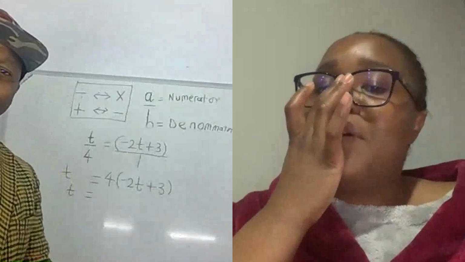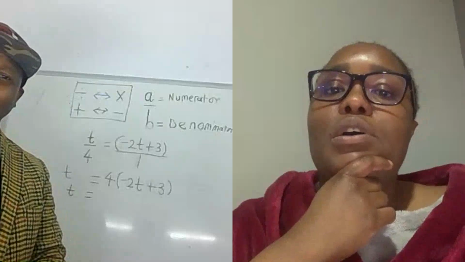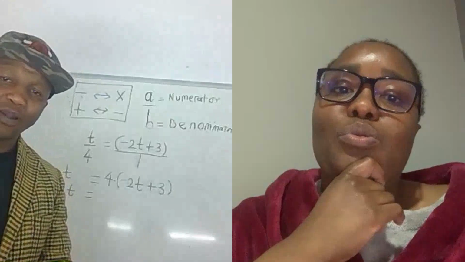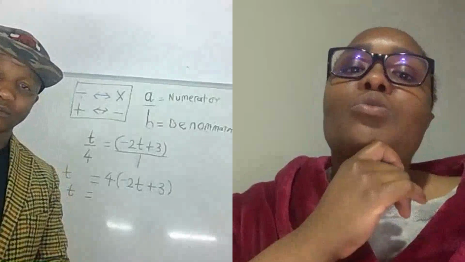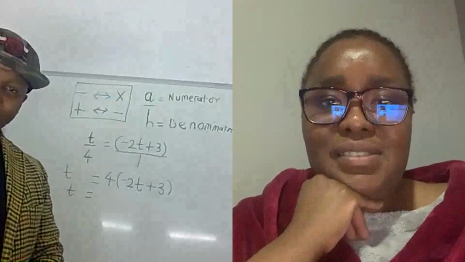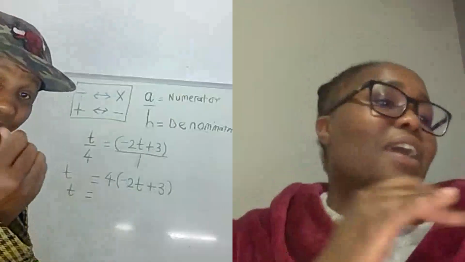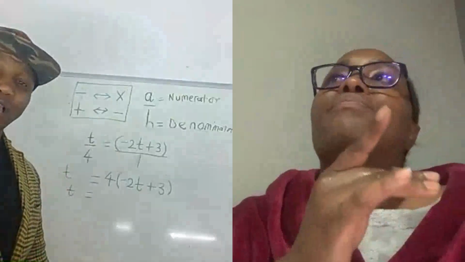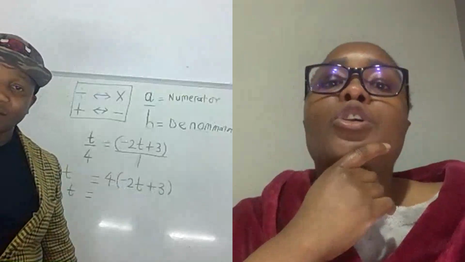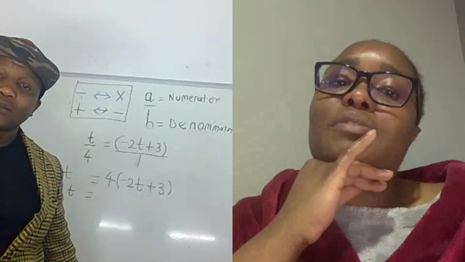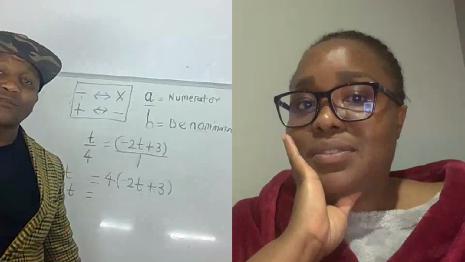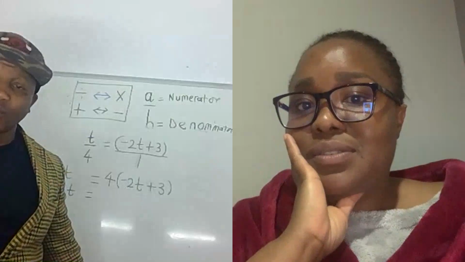4 times negative 2. 4 multiplied by negative 2 is going to be 8. Isn't it 8? Yes, but don't forget the negative. The sign is very, very important. You don't need a calculator. You got it right. What is 4 times negative 2?